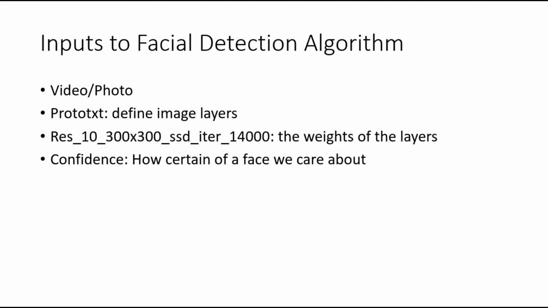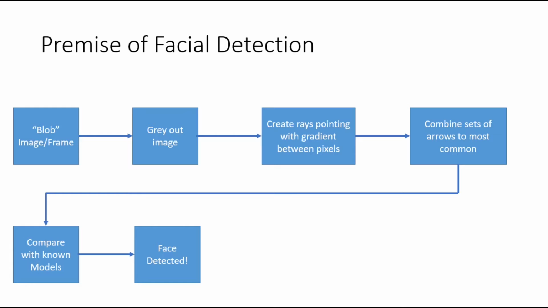In order to detect faces, there are multiple inputs that we needed in our algorithm. So first, of course, you need a photo and video to study. You need the prototext, which is just the defined image layers. We needed the caffe model, which is the weights of the layers, and we needed a user input confidence level. How certain do we want to be that we have a face?